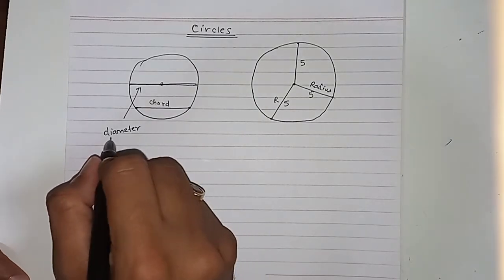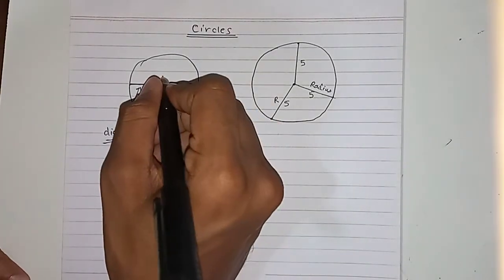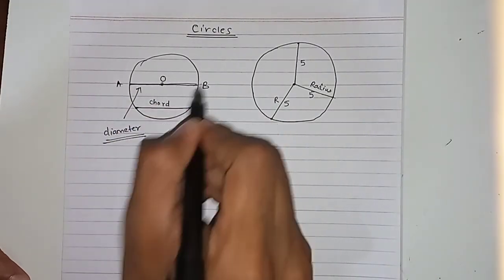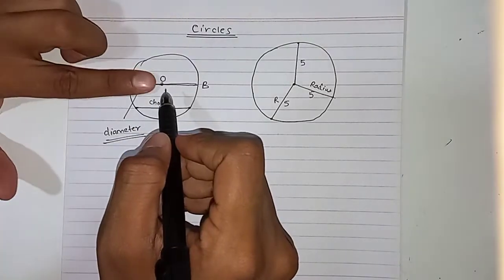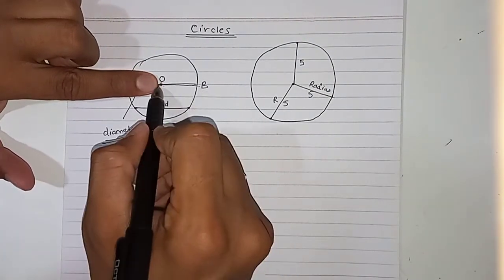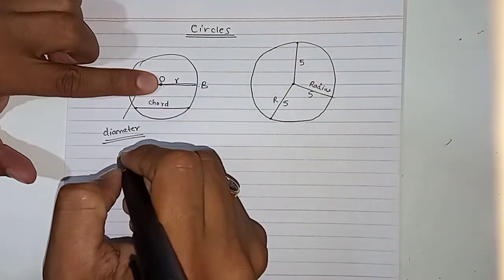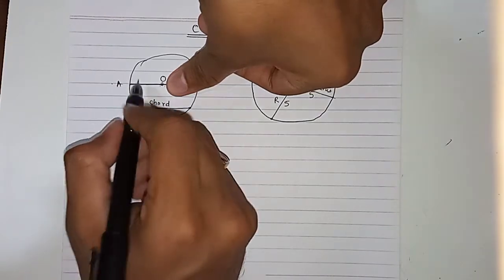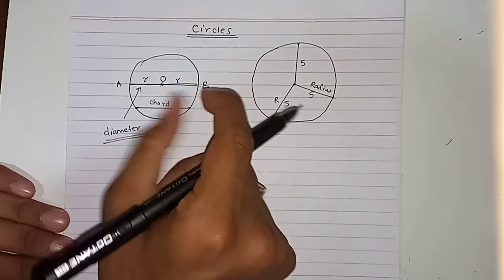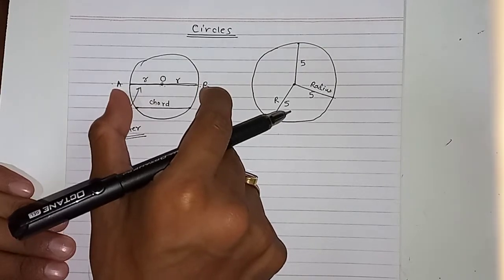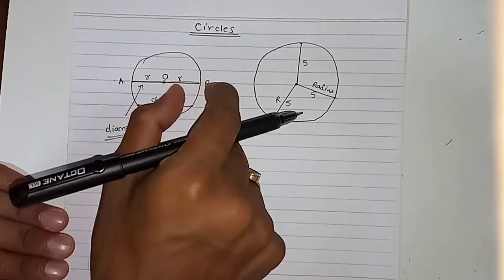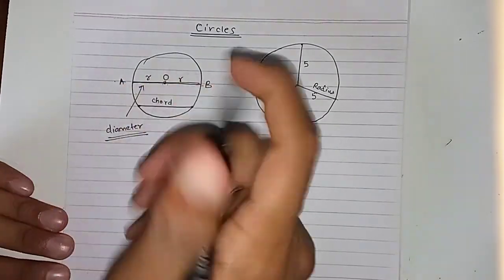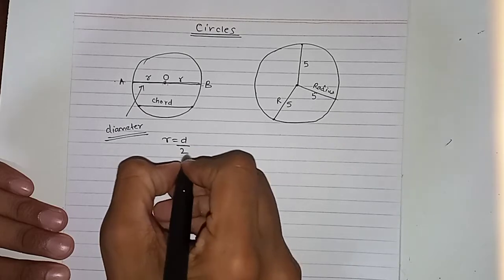Okay, let's say this O is the center of the circle and A and B are 2 points. So from O to B, from center to circumference, this is the radius. From O to A, from center to circle, this is also a radius. That means the full diameter AB is made up of 2 radii. Correct? Or I can say that the radius is half of the diameter. Okay, the radius is half of the diameter.